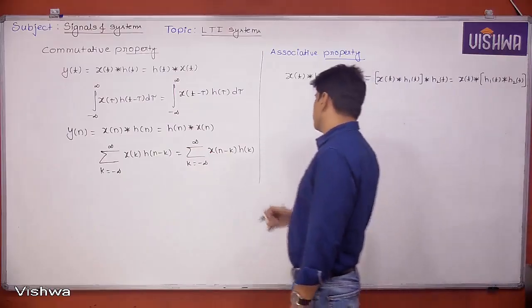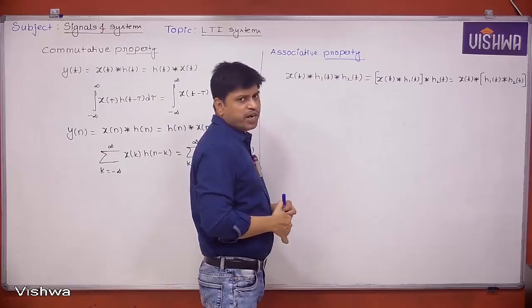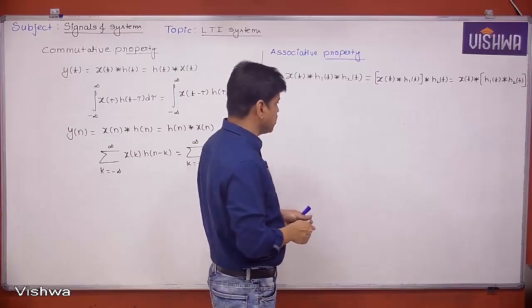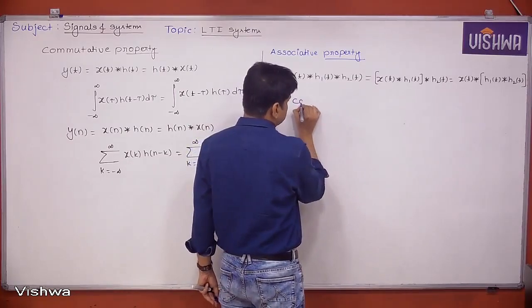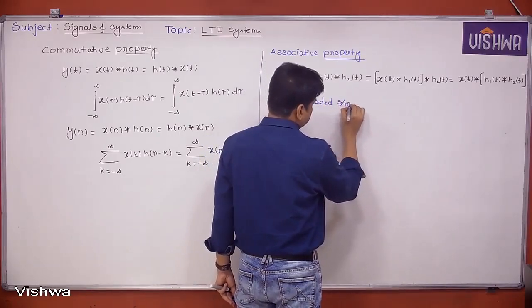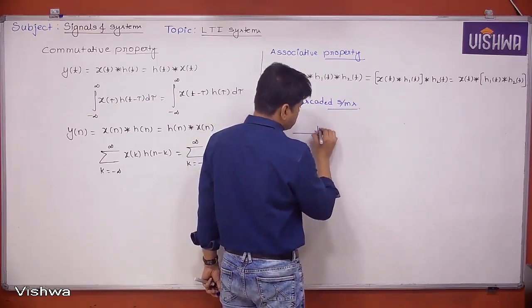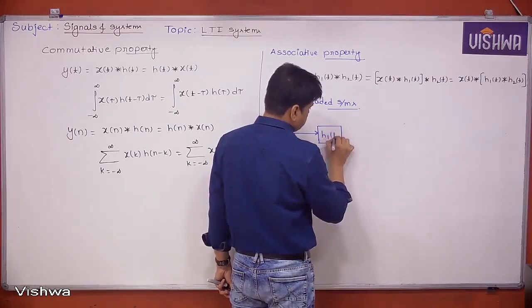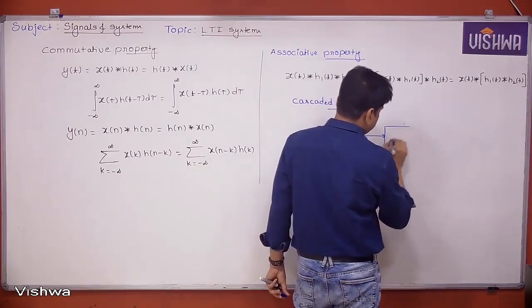That is what it is. Okay. So what is the application of associative properties? We can find what is the overall impulse response when the systems are cascaded. So let's see, cascaded systems. Cascaded systems. That means suppose if I take a first system which is h1 of t. Next system h2 of t.